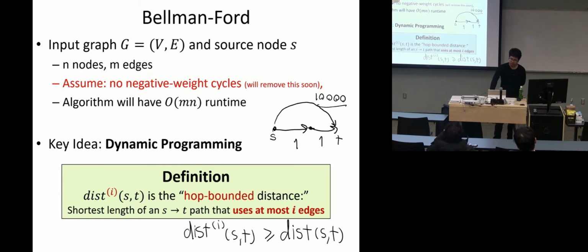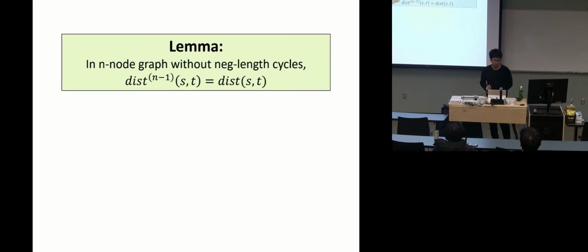Okay, so you see, the bounded hop distance might not be what we want, but I claim that once the number of hops is large enough, then it's actually what we want. That is, if the graph has n nodes and doesn't have negative length cycles, then the n-1 hop-bounded distance is just the same as the real distance.